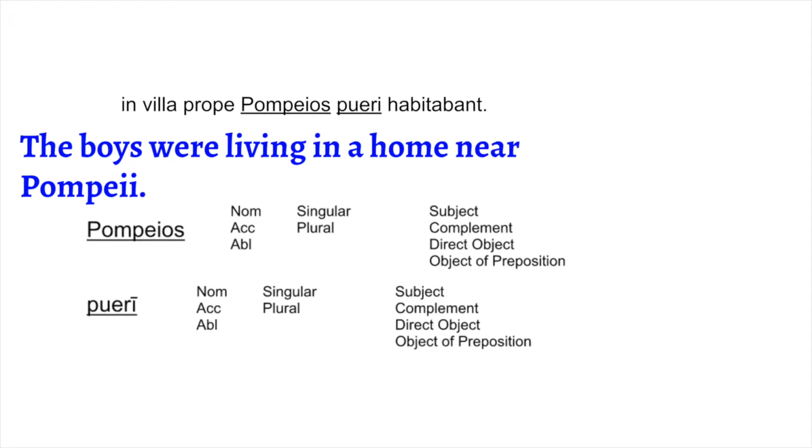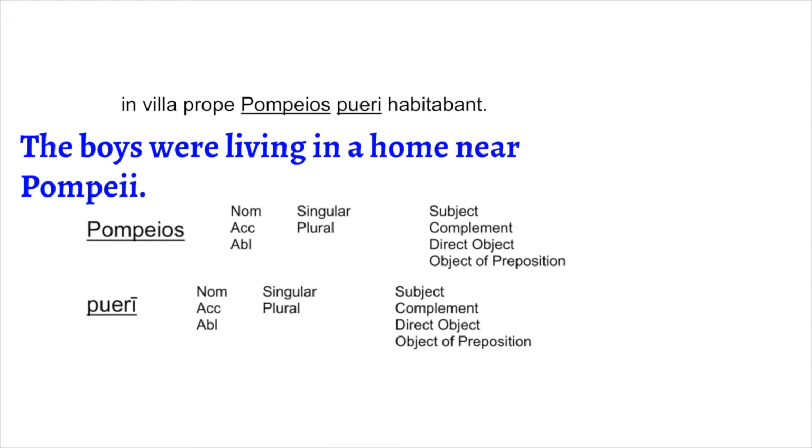Remember, in Latin, the words don't necessarily have to be in the same order that we translate them into. That's why we have cases, to indicate to us what the subject is, what the direct object is, and then we have our verb endings to tell us what the verbs are. So they don't have to be in the same order every time, just like in English. So it's okay that the words are out of order, but we translate it as the boys were living in a home near Pompeii.